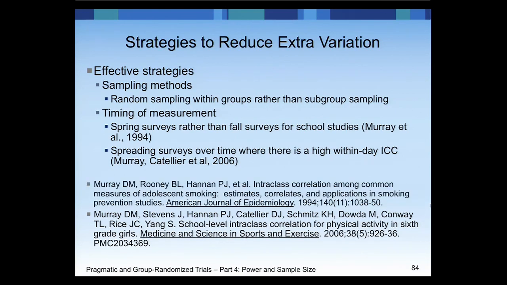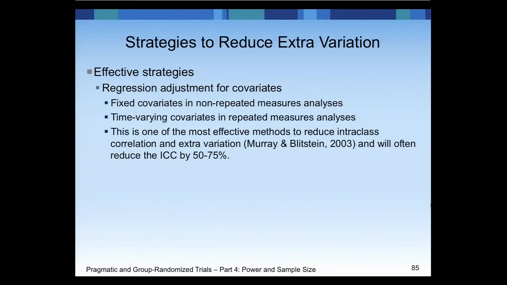And here are references for some of these issues. Other effective strategies, and this is one that I strongly recommend to you, regression adjustment for covariates. Now this is one that we deal with at the analysis stage rather than the data collection planning stage, but it's still very useful. Intraclass correlation is an example of confounding of sorts. We have characteristics associated with the groups. If we can measure those, then we can adjust for them in the analysis.